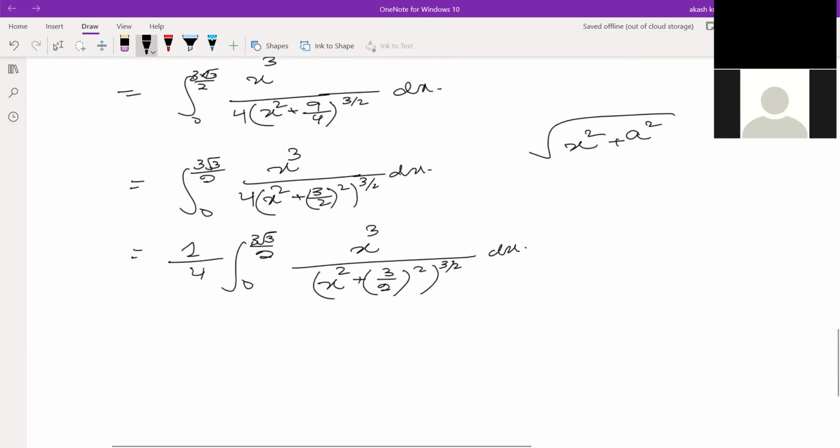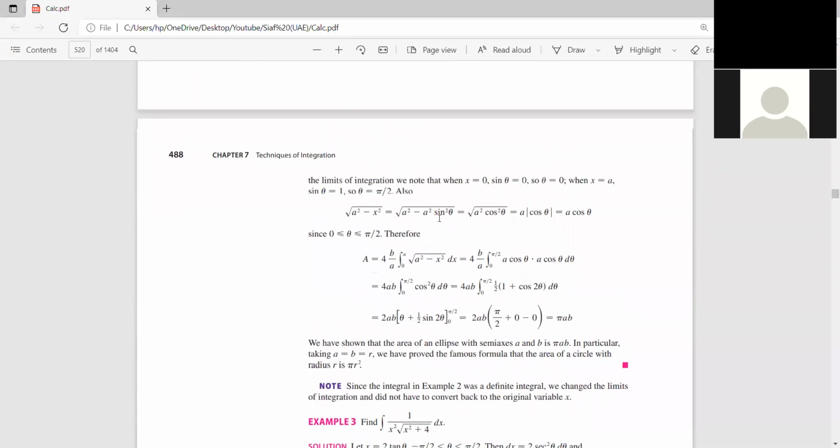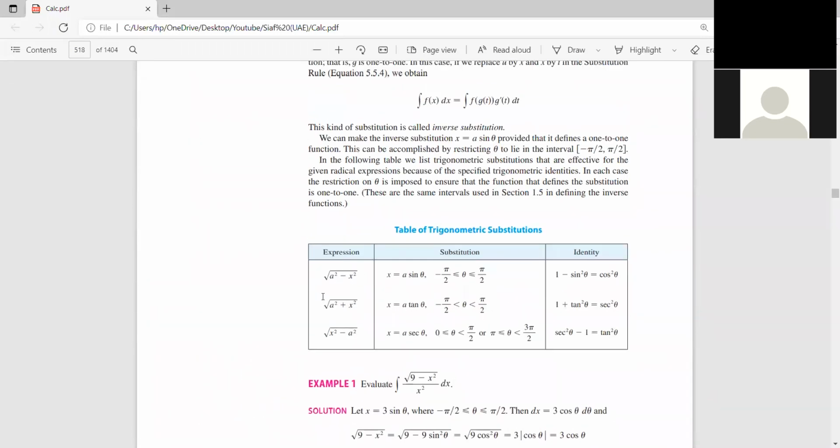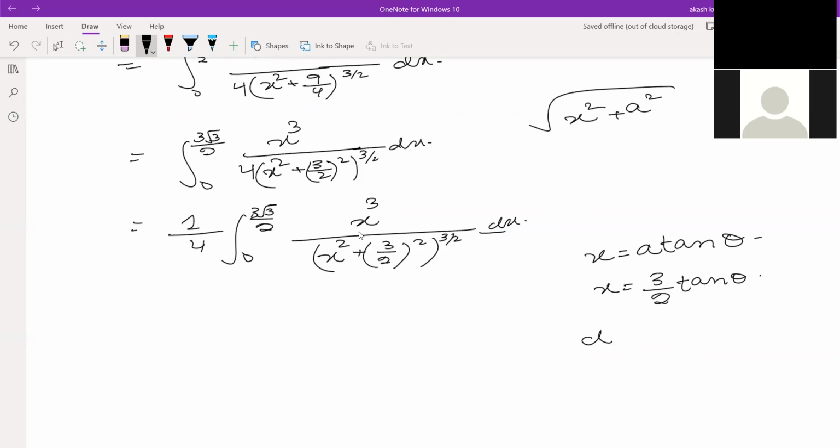Now get back to the book and find out, because we have a plus sign, so we have to apply the a squared plus x squared identity, which is this, and the trigonometric substitution is x equals a tan theta. Our a is 3/2 and tan theta, because we need dx as well. So dx is 3/2 times the derivative of tan theta, which is sec square theta.